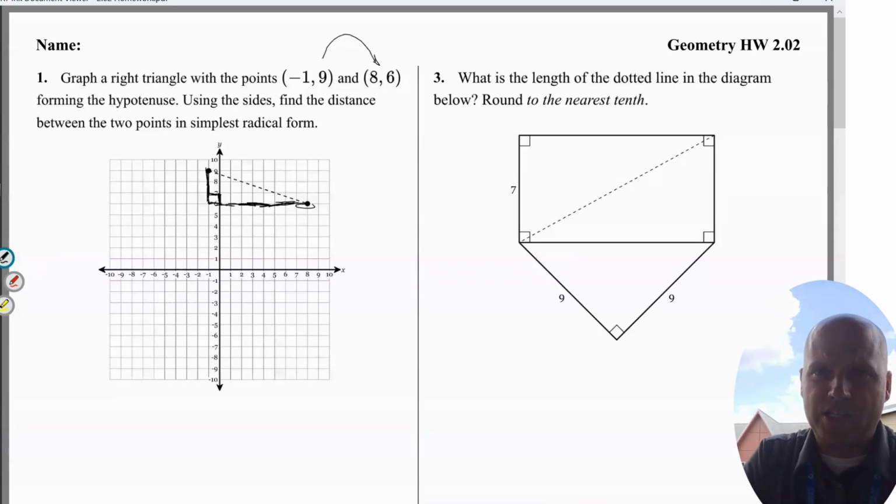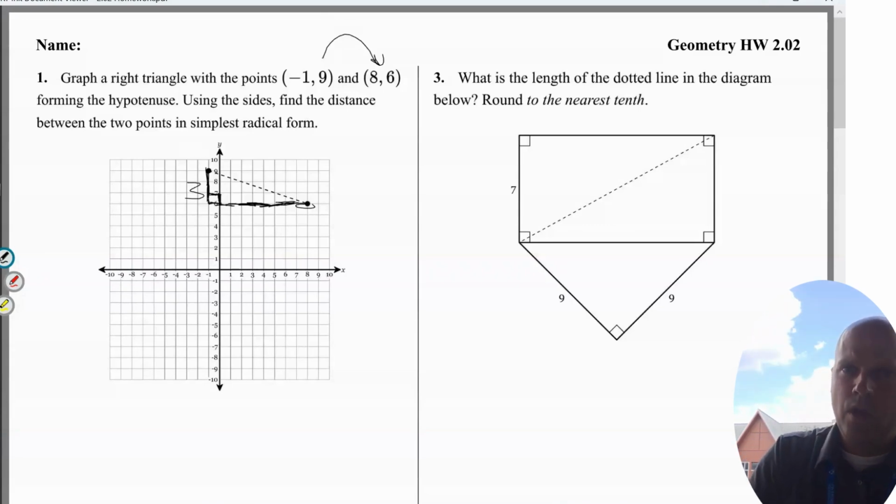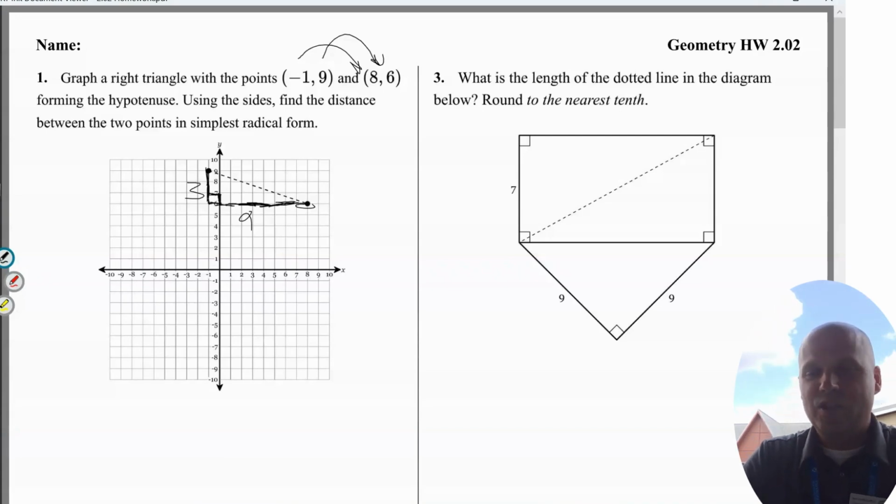From 9 to 6, what did you do? You went down 3. Now, you could say it's -3, or you could say that length is 3. From -1 to 8, what did you do? I went over 9. You could count over and say, oh, the slope is 3/9. That's not the question anymore. Those numbers are important, but we're not going to use them for a slope. Rather, we're going to use them to find this length.